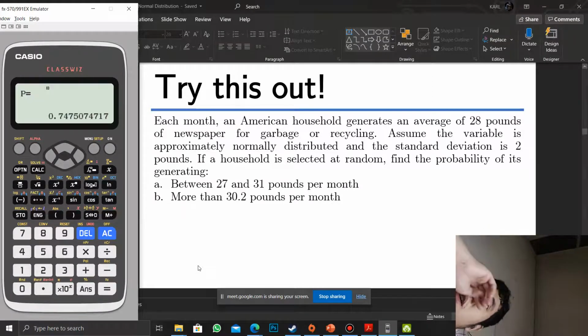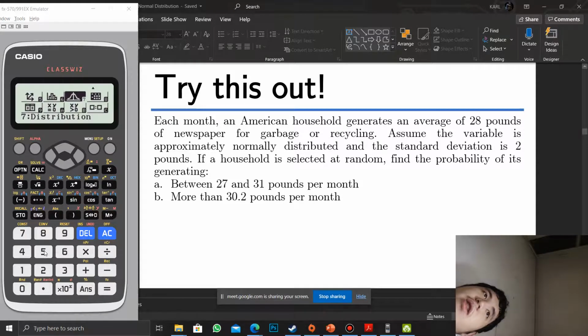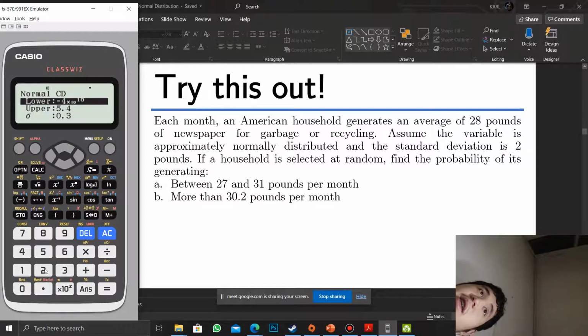Okay, sige, try mo dito. Look at the screen. Example, dito, letter A. Sige, discuss ko na. Letter A: between 27 and 31 pounds per month. 27 lower, 31 upper. Standard deviation is 2 pounds. Nakasulat dyan. Mean is 28 pounds. Ayun, average, 28 pounds, no?